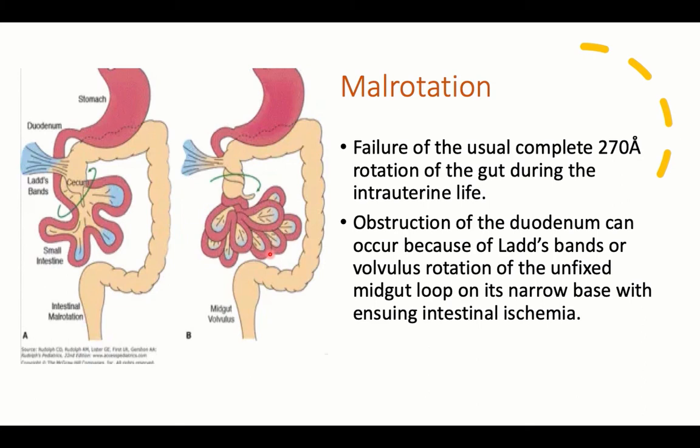Failure of this normal rotation results in an anomaly called malrotation, where we have intestinal loops located on the right side of the abdomen. Usually there are fibrous bands called Ladd's bands. These Ladd's bands can compress the duodenum like that, presenting with intestinal and duodenal obstruction.